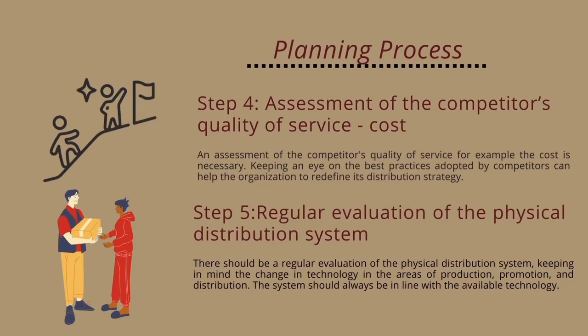The last step of the planning process is regular evaluation of the physical distribution system. There should be a regular evaluation of the physical distribution system, keeping in mind the change in technology in the area of production, promotion, and distribution. The system should always be in line with the available technology. For example, the use of electronic data interchange, which is EDI, or radio frequency identification, RFID, systems can make the tracking of cargo on high seas or elsewhere possible. So the physical distribution system should be flexible.